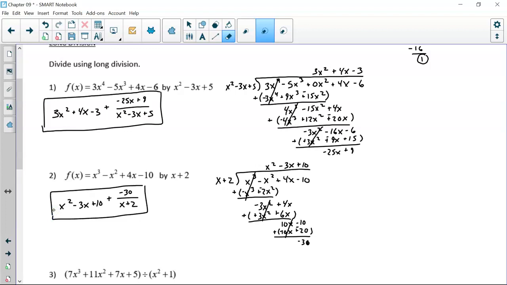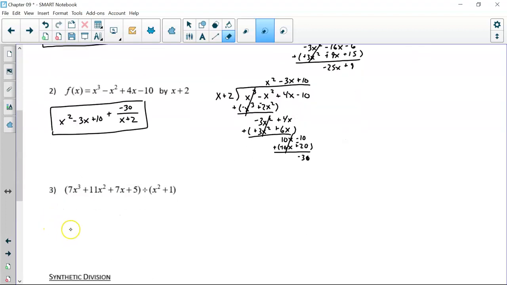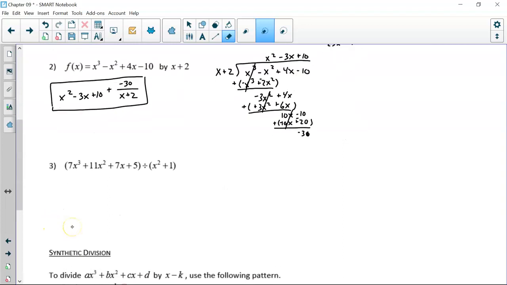Let's do another one. Problem number 3. Another division problem. So 7x cubed plus 11x squared plus 7x plus 5. No terms were missing. We didn't need any placeholders on the inside. But on the outside, I have an x squared and a 1. So what I'm going to do is put x squared plus 0x, my placeholder there, plus 1. That just helps me keep everything in line.